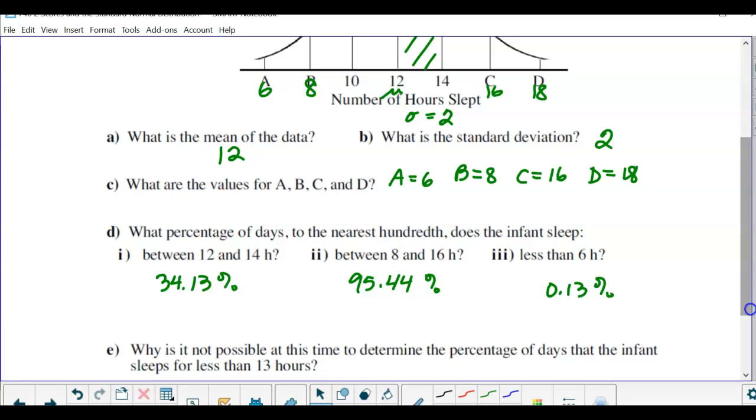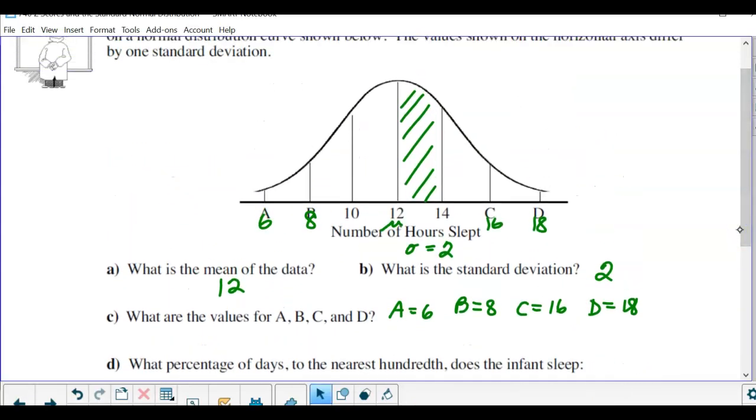Okay, then it says, why is it not possible at this time to determine the percentage of days that the infant sleeps for less than 13 hours? So 13 would be halfway in here. Can we take half of that percent? Yes or no? Can we take half of that percent? No. Why not?